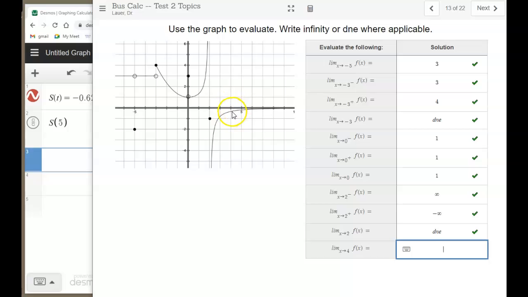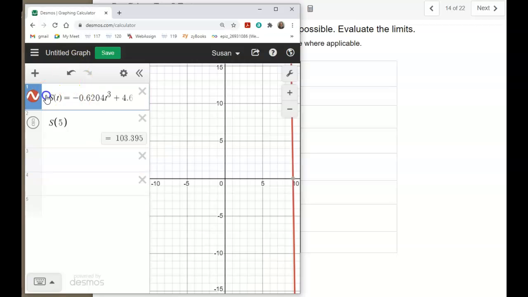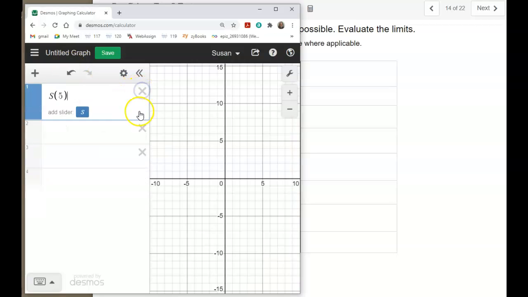At 4, there is no problem. So I'd say that's maybe -0.3. We want to find the exact values wherever possible for these limits. So if you're having trouble with these limits, what you want to do is copy and paste these onto the graph.